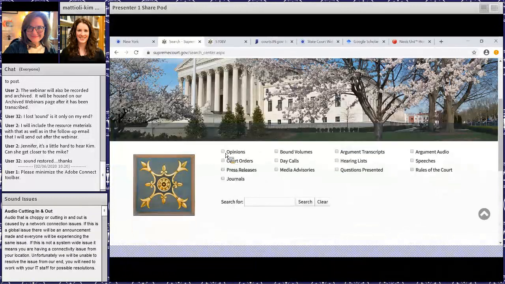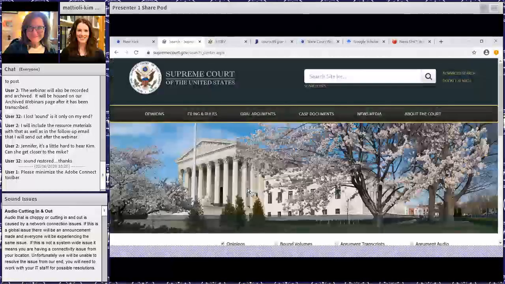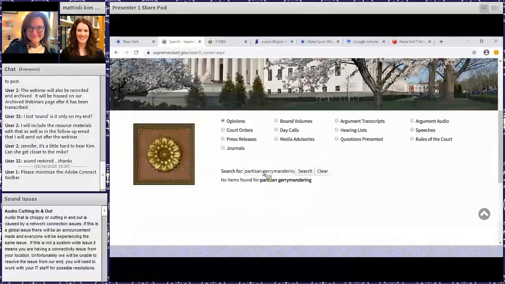And you can choose to search just by opinions. You can also search through bound volumes. So I'm going to do a search for what we were just talking about with the Rucho case, partisan gerrymandering. Do a search, and it says no items found. So I don't actually know why that happened, because when I tested this yesterday, it found all of the cases.